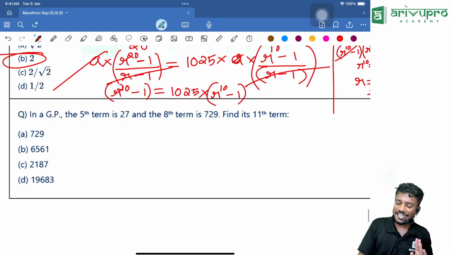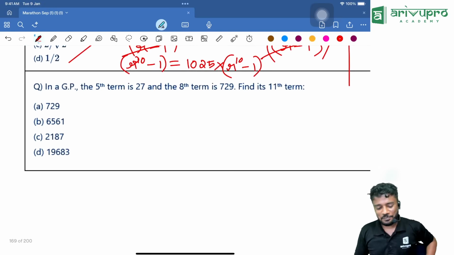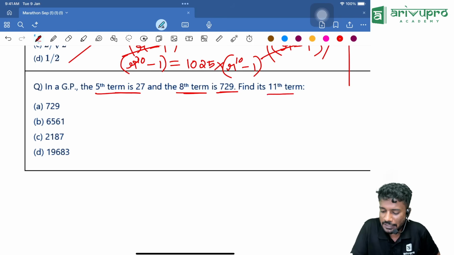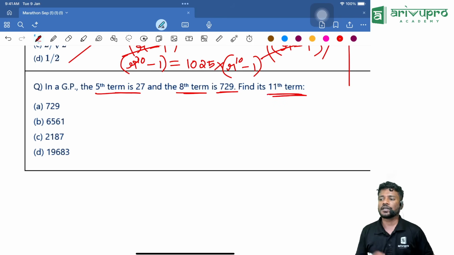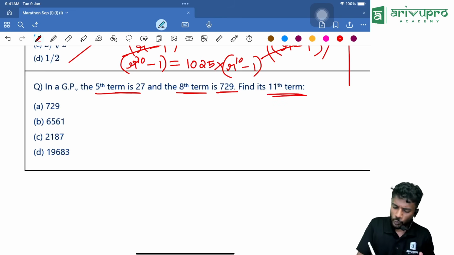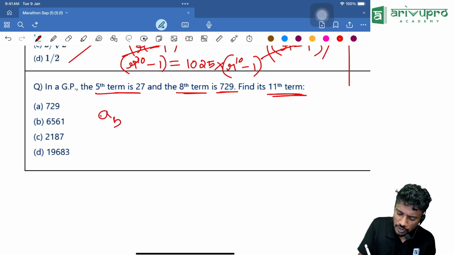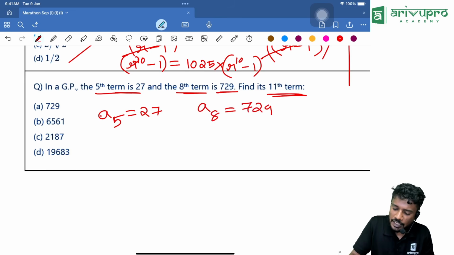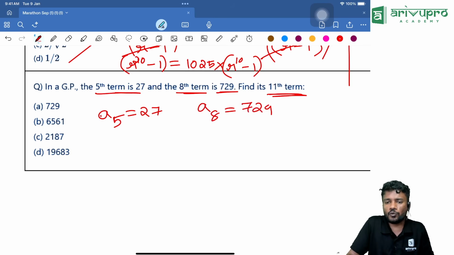Now, next question. In a GP, the fifth term is 27 and the eighth term is 729. Then the 11th term is what? Can you find it? So, A5 is how much? 27. Then A8 is how much? 729. Then they are asking for A11. We will find that. Before that, we require what and what? A and r values we require.